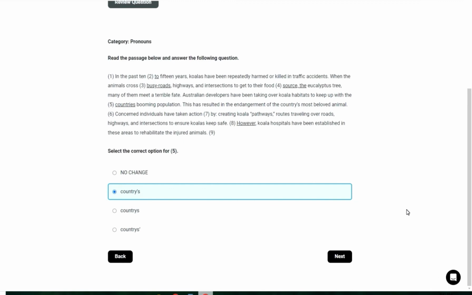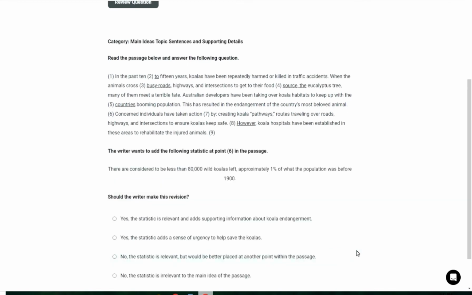For C, we know that wouldn't make sense because multiple countries is going to be spelled like how it is in the text and not like in C, and we know that that's also incorrect. And for D, that's also incorrect because multiple countries again is spelled like this and not like this, and so that would be incorrect. Moving on to number 6.